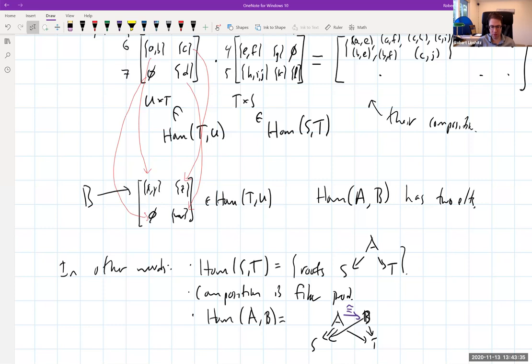Are the sets within any one of these matrices assumed to be disjoint sets, or could you have the same symbol appearing more than once in the same matrix?